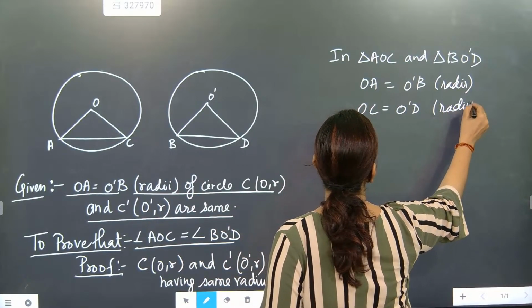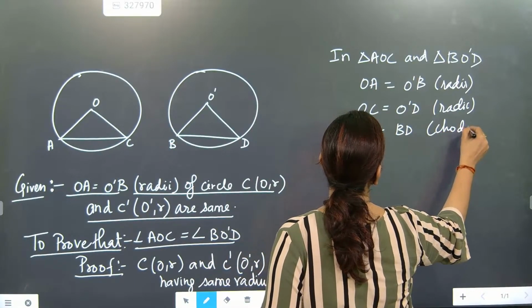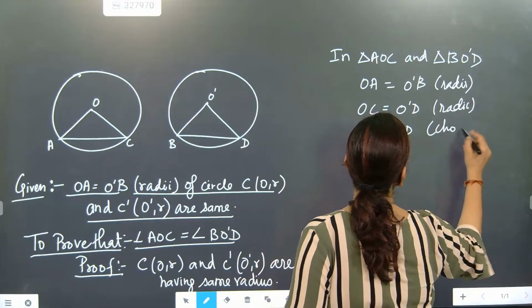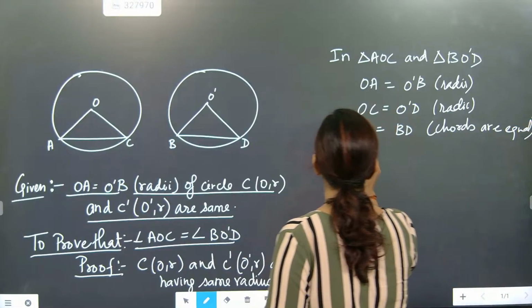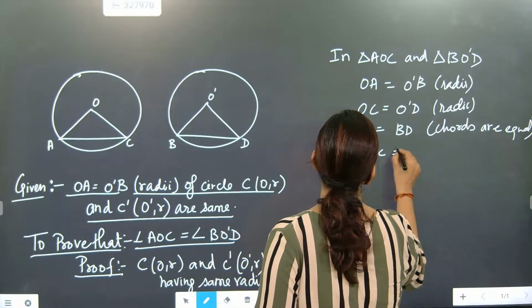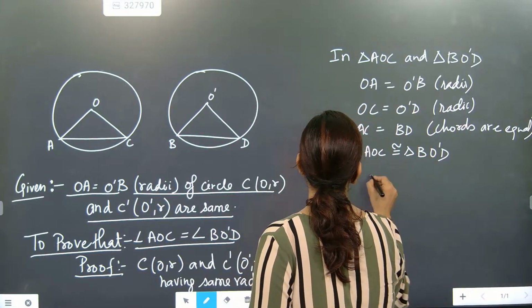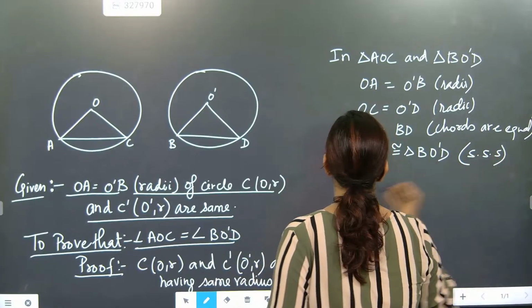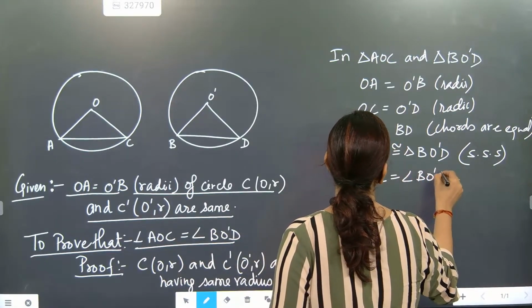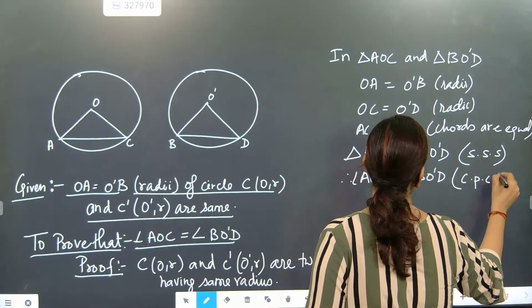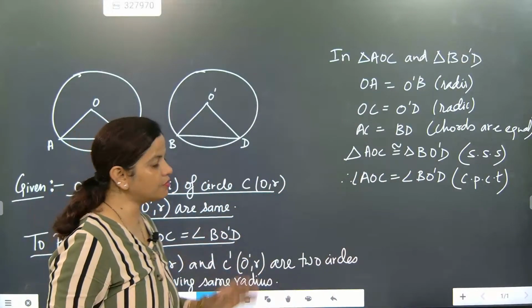Again radii are equal. Next part is AC is equal to BD. Chords are equal. So definitely triangle AOC is congruent to triangle BO'D by side-side-side. Then by CPCT, angle AOC is equal to angle BO'D. Corresponding parts of congruent triangles by CPCT, it is coming as equal. Note down please.